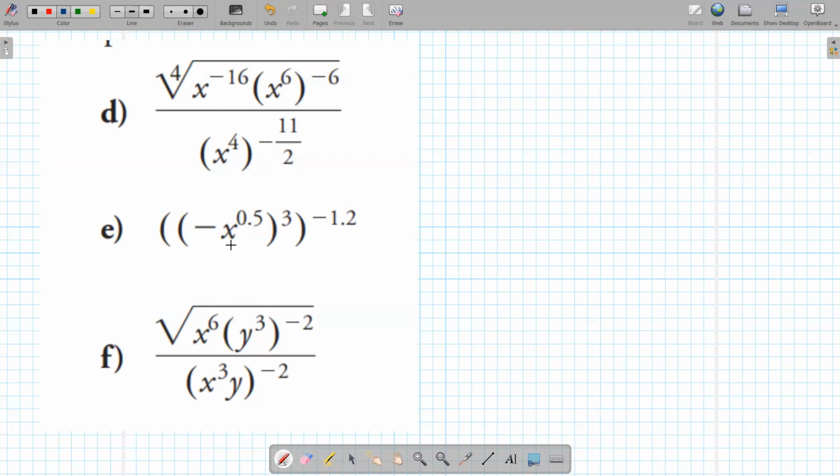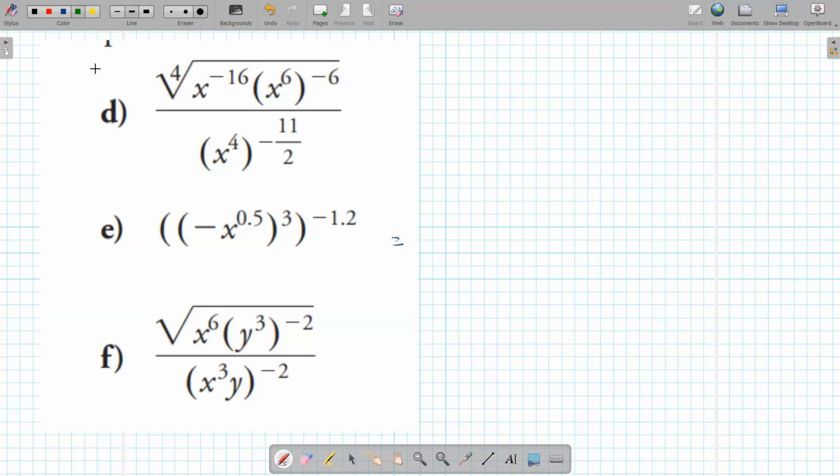E is super simple. How many x's do you think we get? Do you just multiply everything? Yeah, you do. Whatever that is on a calculator. -1.8, right?